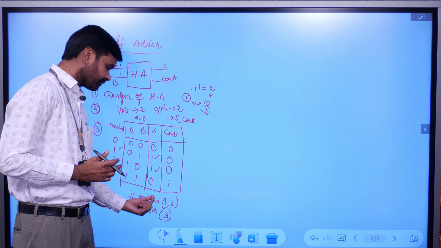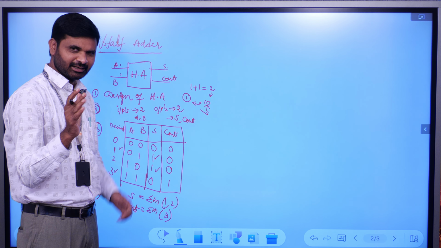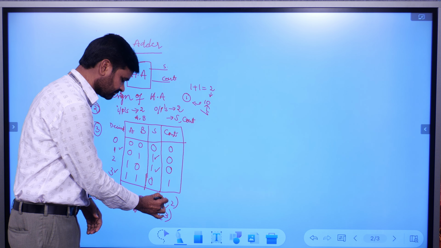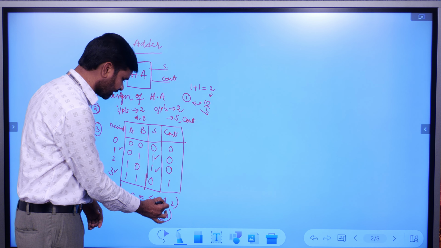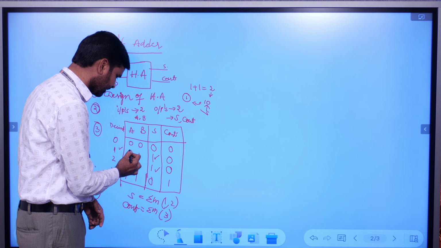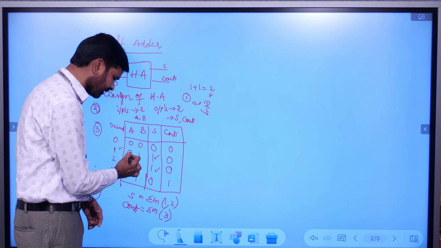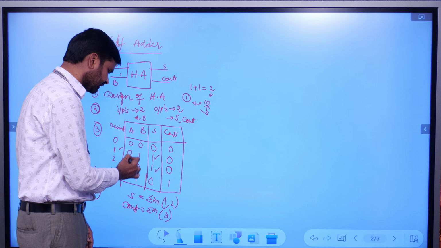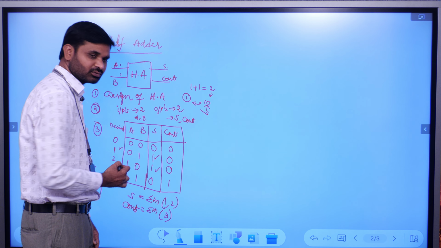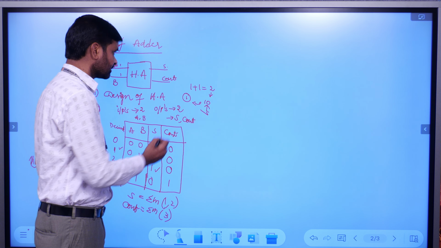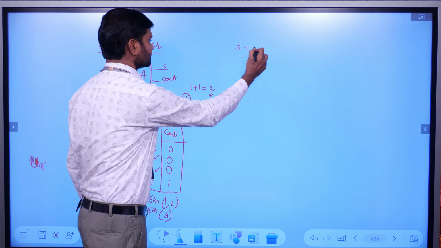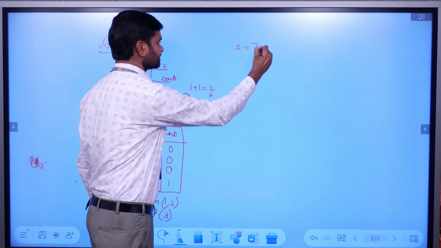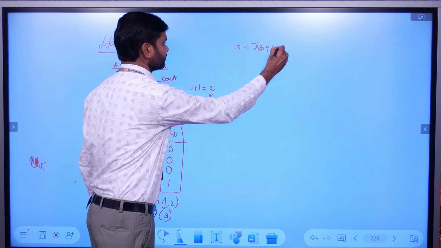So here, sum of products, product terms will be generated and they are added to generate the Boolean expression. Each product term is 1. Let us take, for example, one product term where A is 0, B is 1. So A bar B, plus the equivalent for 1 and 0, where A is 1 and B is 0. So A B bar. So sum is equal to A bar B plus A B bar.